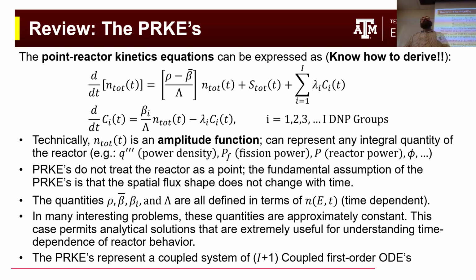But in the homework, when you redid the derivation, you should have seen that that n of t actually just represents any amplitude function. So it could be a lot of different things. You will see these equations written where n total is replaced with, maybe the power density, or very commonly, the reactor power. So you'll see the n total variable replaced with other integral properties of the reactor, which is an okay thing to do with these equations.